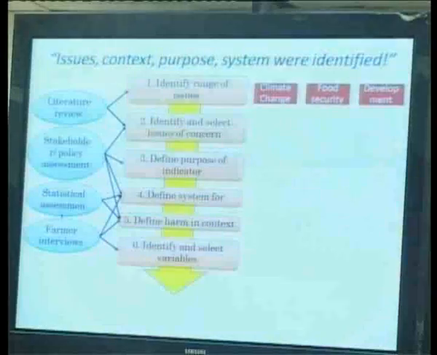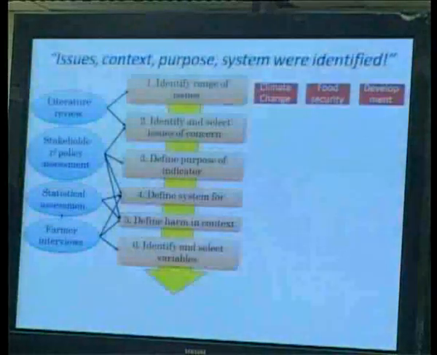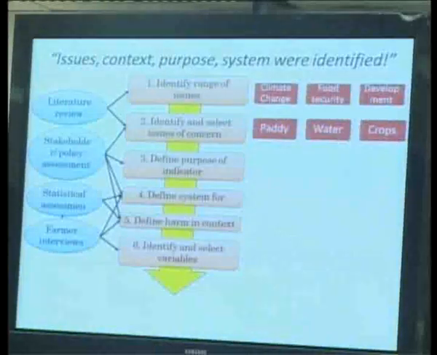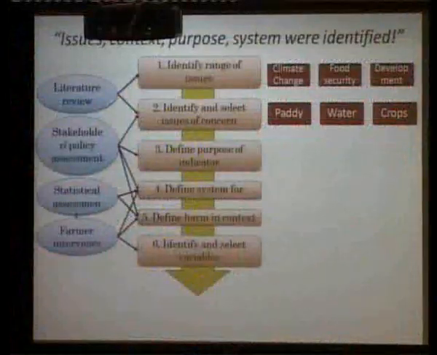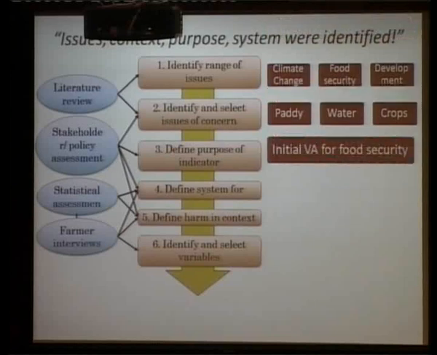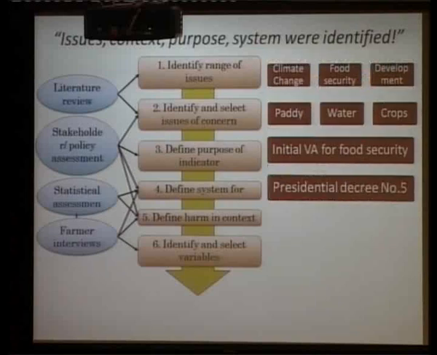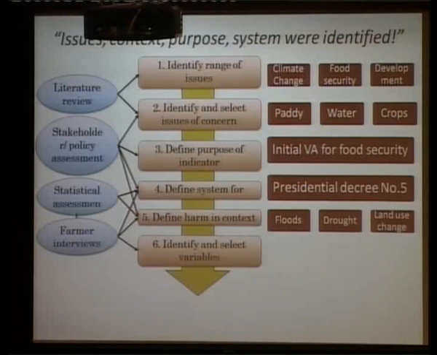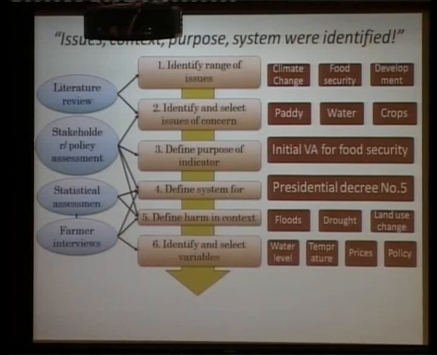So identify the range of issues. We identify climate change, food security, development is important, and then identify and select the issue of concern. Paddy, water, crop is important, but we focus more on paddy. Then define the purpose: initial vulnerability assessment for food security. System is presidential decree number 5. Then define the harm context: flood, drought, land use change. Then variables for the vulnerability assessment are water level, temperature, price, and policy.